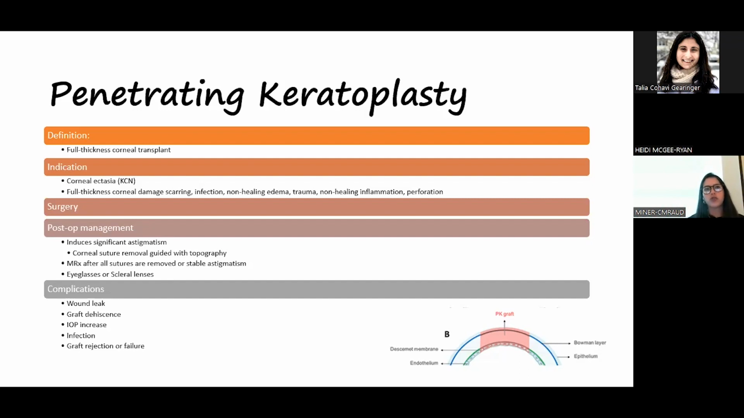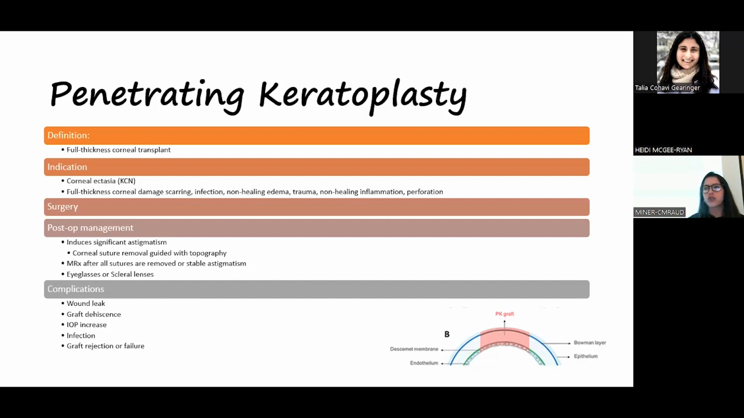So when all the sutures, or most of them, are removed, or when the patient has a stable astigmatism, then we can proceed to perform a refraction. And then from the refraction, we can have the patient use glasses or scleral lenses to be able to provide them the best visual acuity possible.